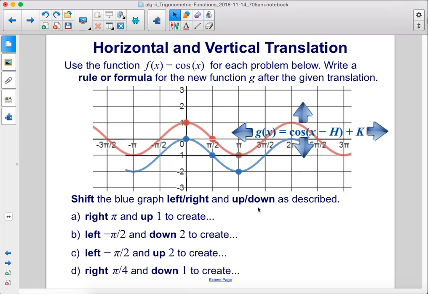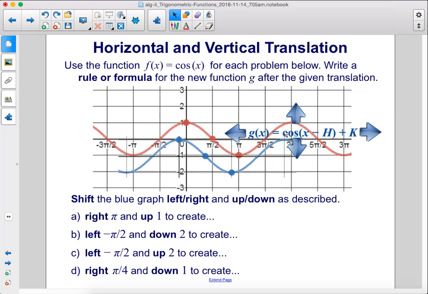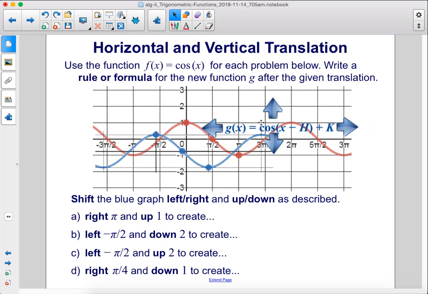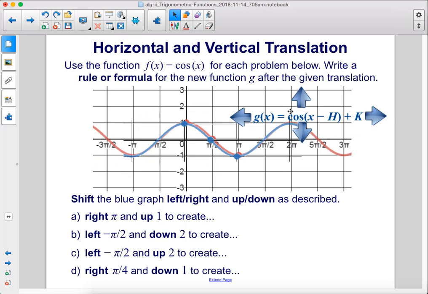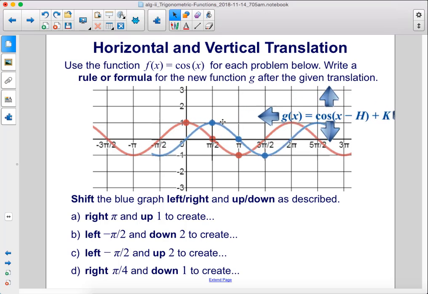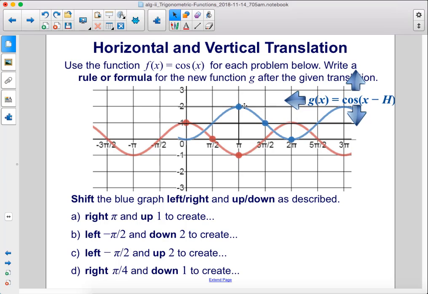Use the function f of x equals cosine x for each problem below. Write a rule or formula for the new function g after the given translation. Shift the blue graph left or right and up or down as described. So we're going to start with right pi and up 1. So we start right there where this is just the cosine x wave. Right pi, so we go right pi and then up 1. So there is our new graph.